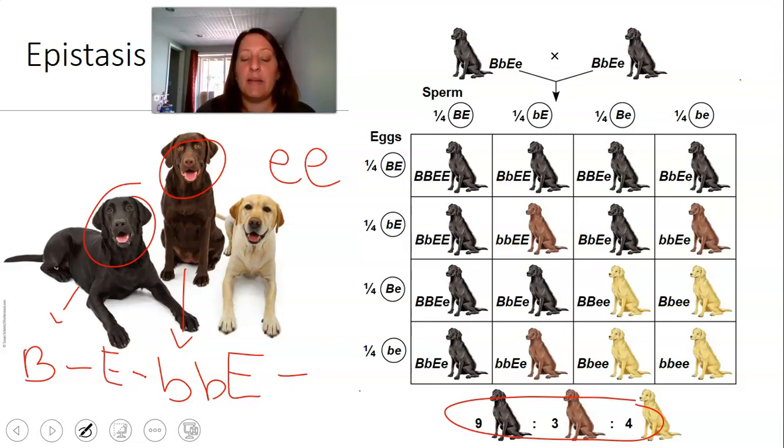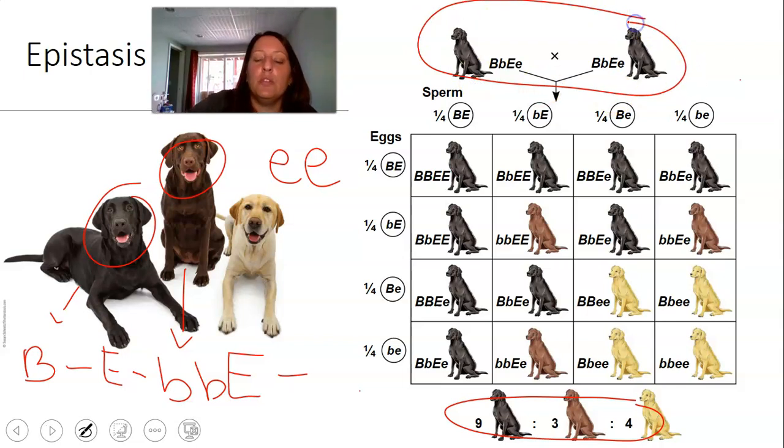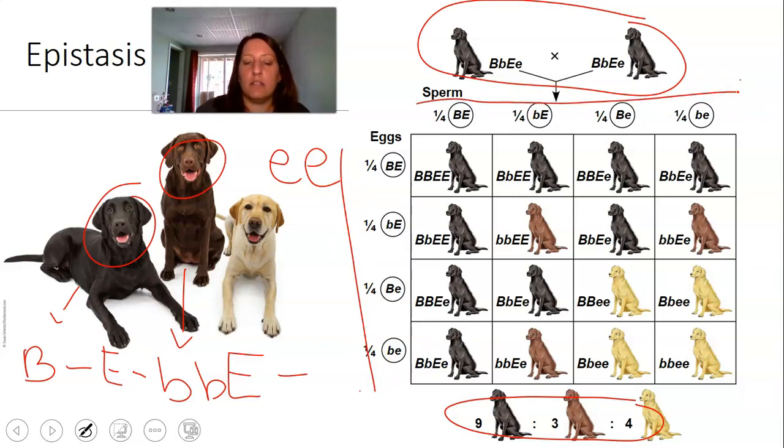And again, anytime you have little e, you're going to end up with a brown dog. So at the top here, if we mate 2 heterozygous black labs, that's what this Punnett square is representing. Again, gametes of the female dog are down this side, gametes of the male dog are across the top, and inside the boxes are potential offspring. If this egg is fertilized by this sperm, this is what you get.